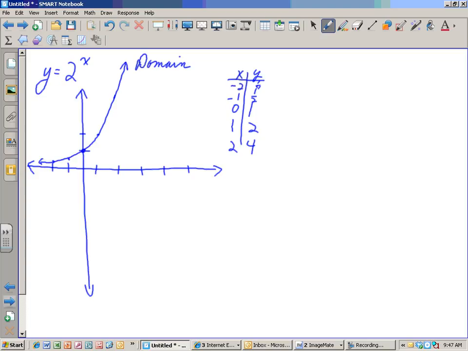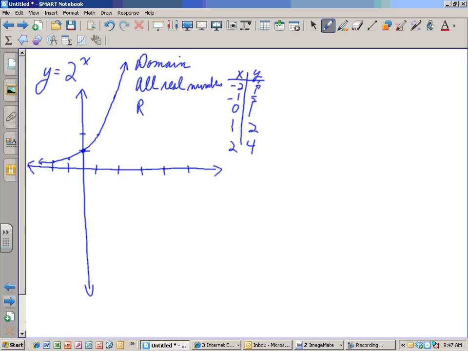And that's what an exponential growth curve looks like. All of them do. The domain in all of these is going to be all real numbers. I can use positives, I can use negatives, I can use 0. All real numbers.